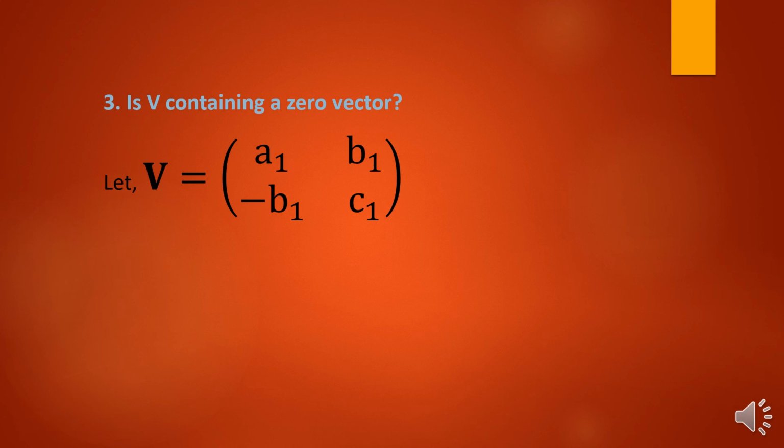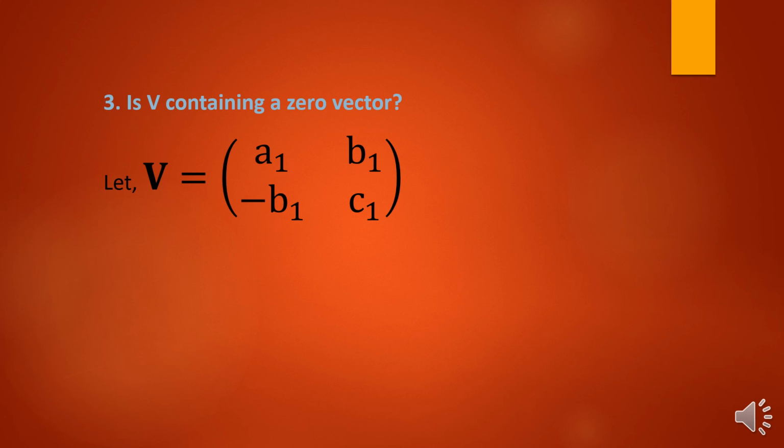Then lastly, we need to look at, does it contain a zero vector? So remember, for skew-symmetric matrices, there's something which is important. Sometimes we call it the antisymmetric matrix. It is a square matrix whose transpose equals its negative. That's what we are calling a skew-symmetric matrix.